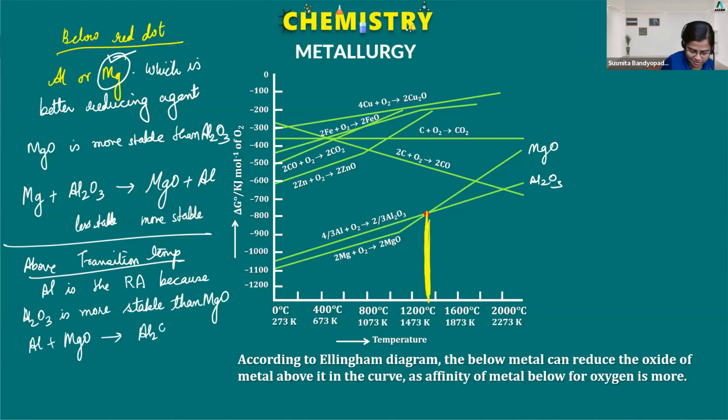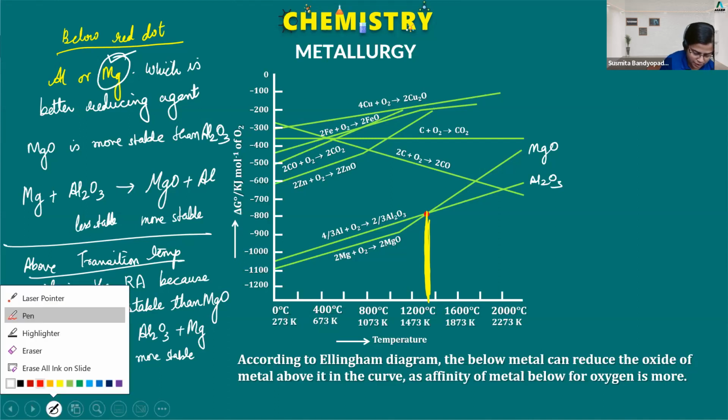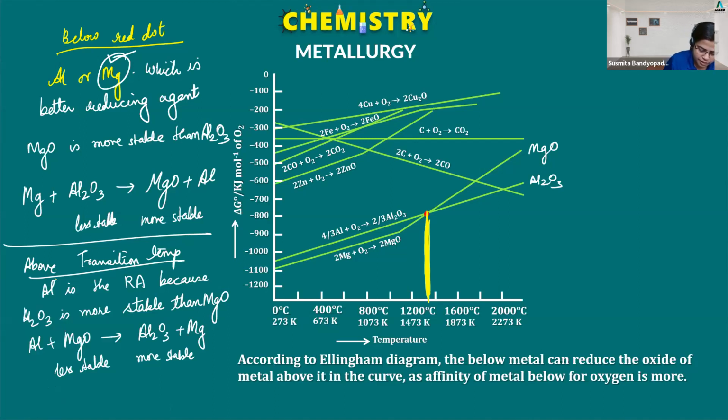As I said, balancing, I'm not doing it, so much time is not there. Since the more stable oxide has to be formed from the less stable one, above the transition temperature, aluminium is the reducing agent. Below the transition temperature, Mg is the reducing agent. MgO is more stable below the transition temperature. Al2O3 is more stable than MgO above the transition temperature.